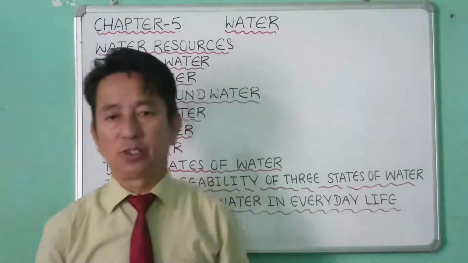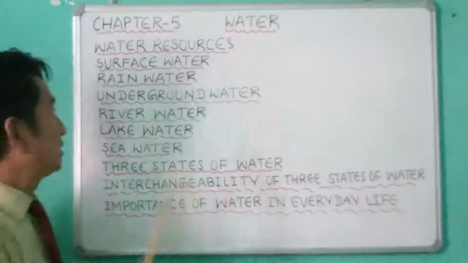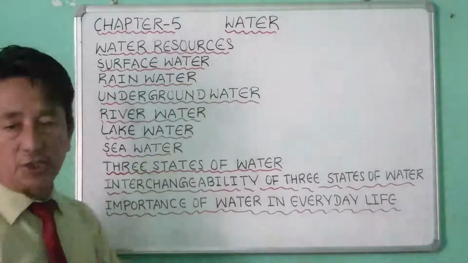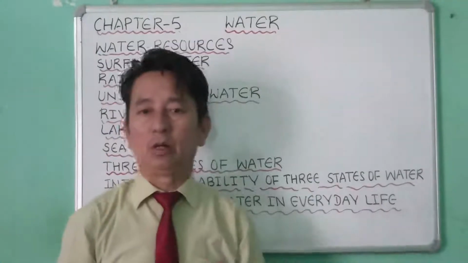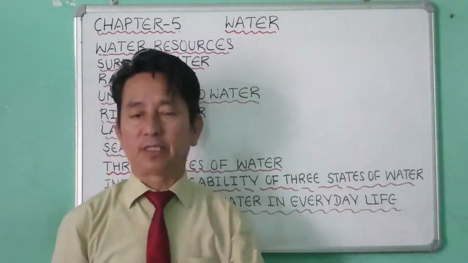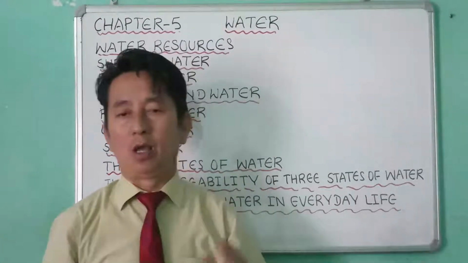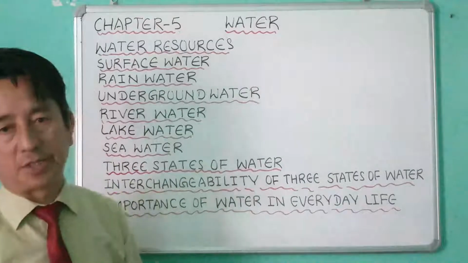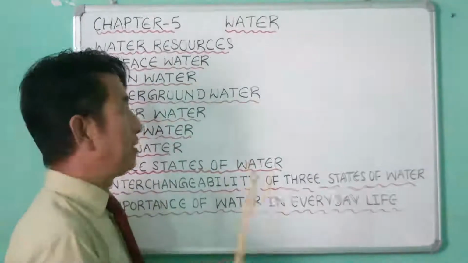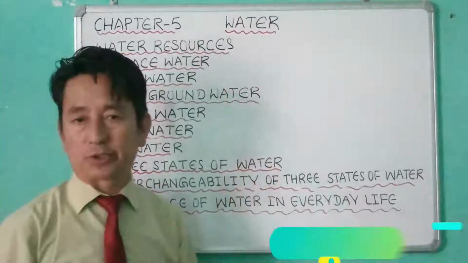Today we shall begin a new chapter in chemistry, that is chapter 5, water. For this you can refer to page number 73 to 77 in your textbook. Before I start this, I would like to give you a brief introduction about water.